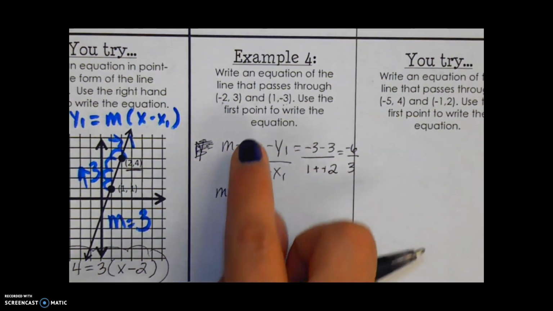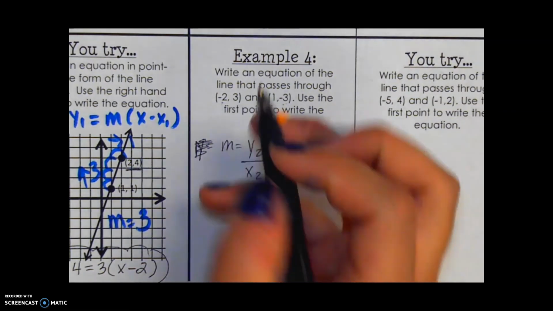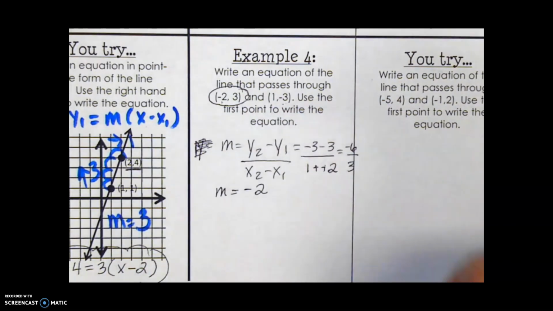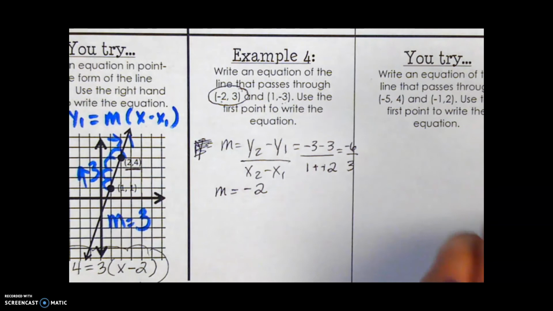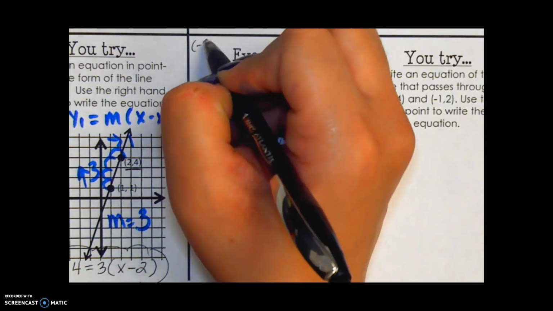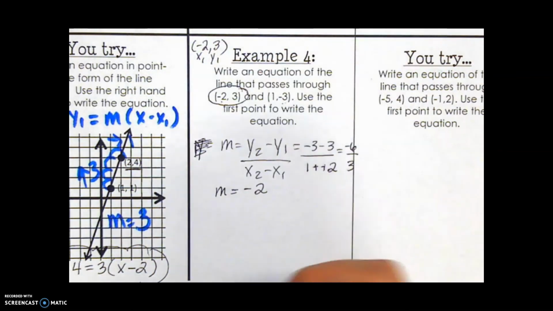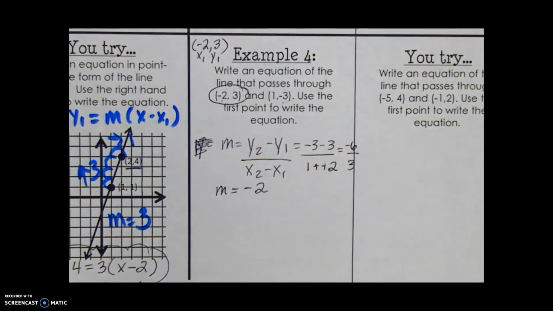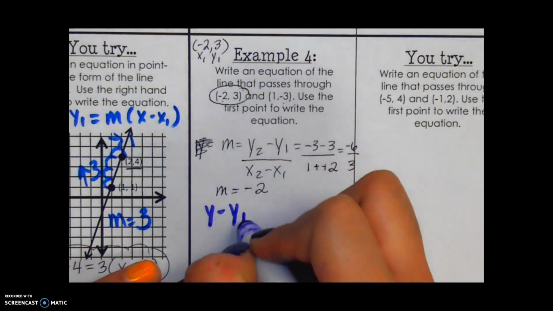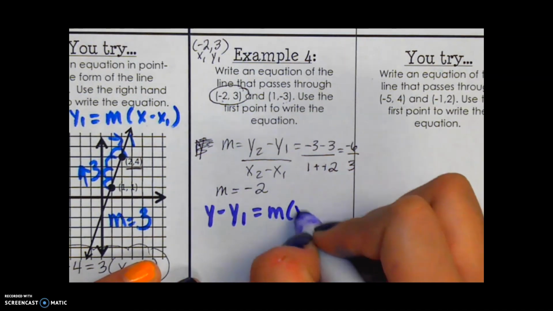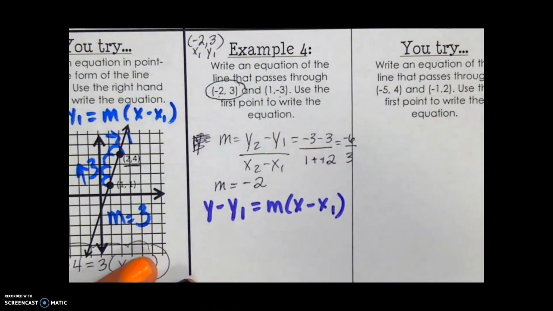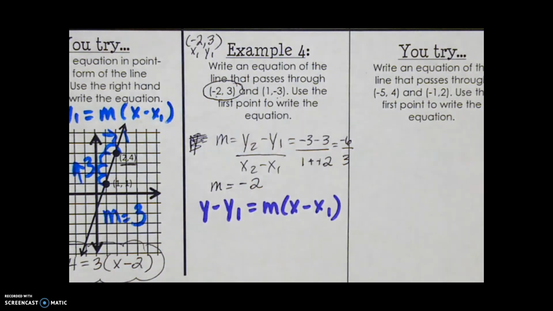I just need to pick a point. It doesn't matter which one, but I'm going to pick this one right here. You can pick that one if you want. It really doesn't matter. So if I pick negative 2, 3, my x1 and y1 are labeled. Here's my formula again. I keep writing it over and over, and so should you, so that way you get used to it. Remember, notes are required.